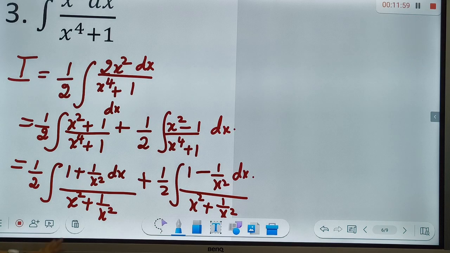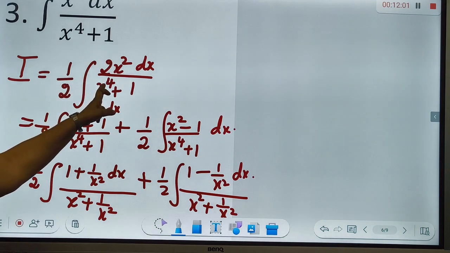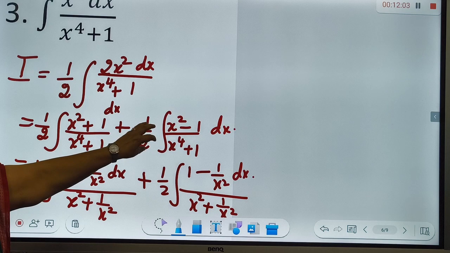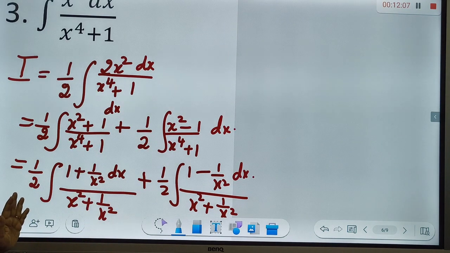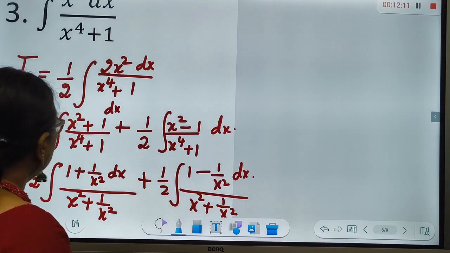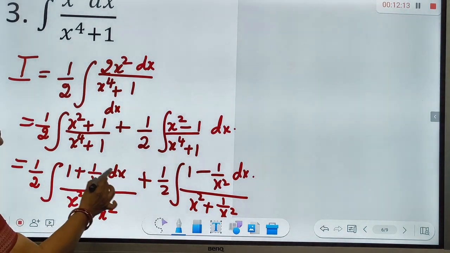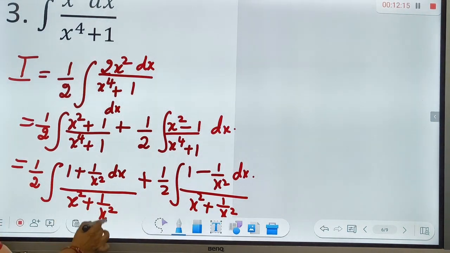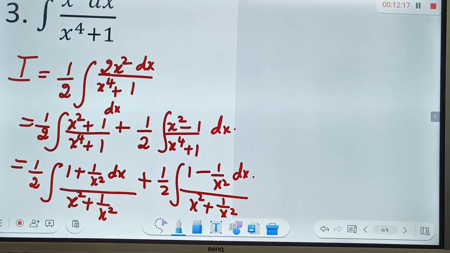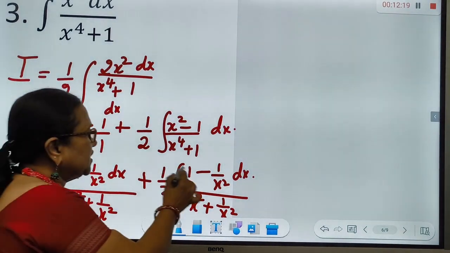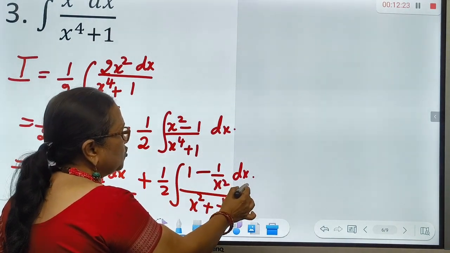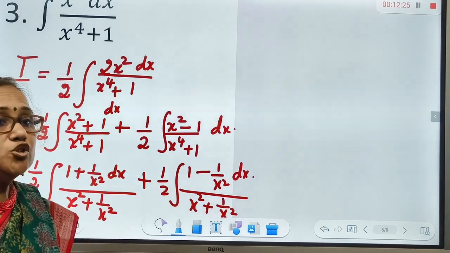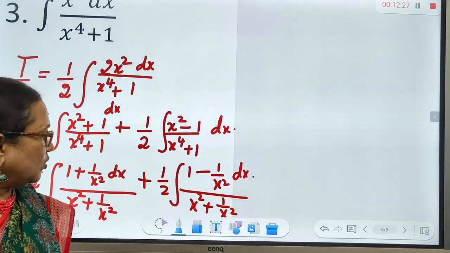So what I have done? I have multiplied and divided by 2. 2x square split as x square plus x square, added and subtracted 1. Now I split the entire integral as a sum of two integrals. For the first one, the derivative should be 1 plus 1 by x square dx. So I should write the denominator in terms of x minus 1 by x. For the second integral, the derivative should be of the form 1 minus 1 by x square dx. So the denominator should include a function of the form x plus 1 by x.